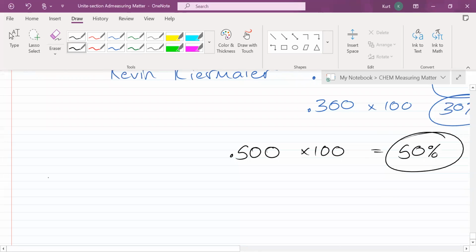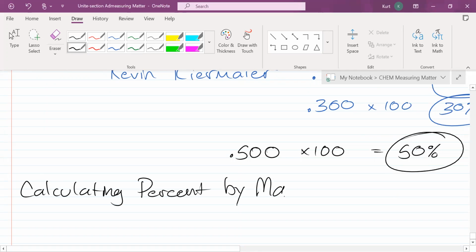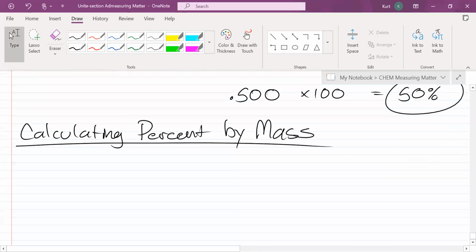All right, moving on. Let's do calculating percent by mass. I think you guys are going to be able to handle this one. I have good feelings about this. I want to know what is the percent composition of sodium hydrogen carbonate.